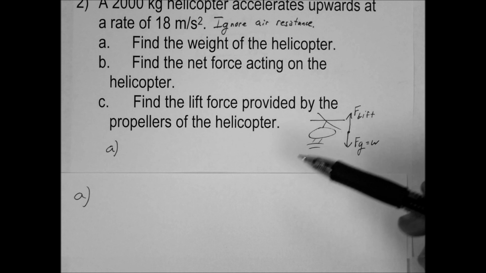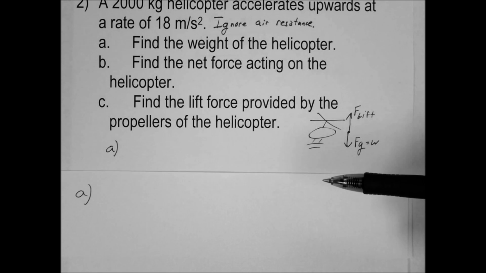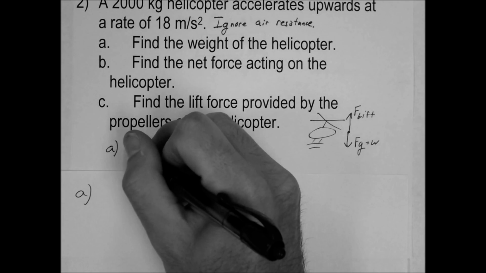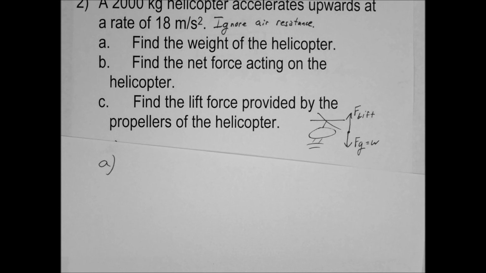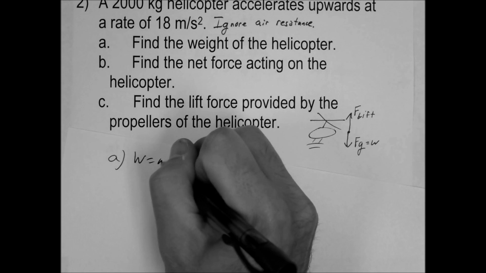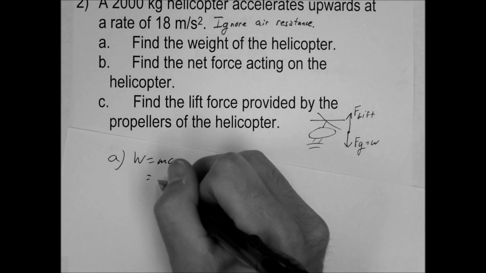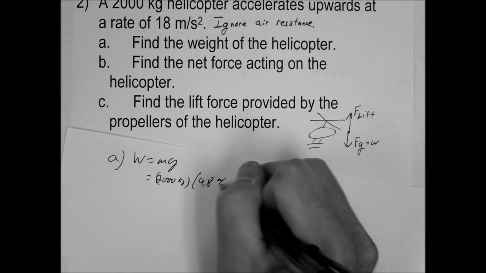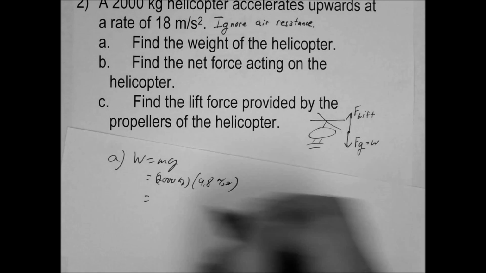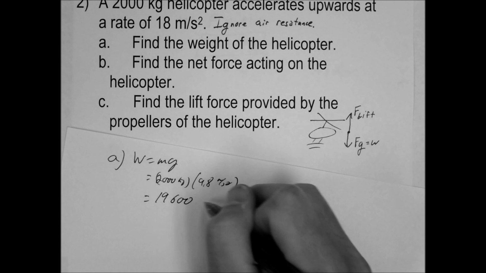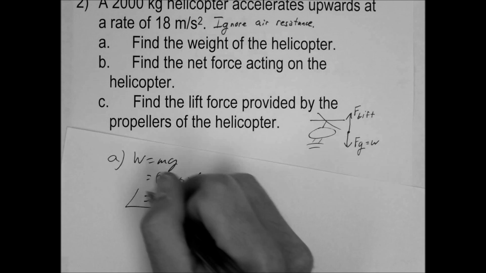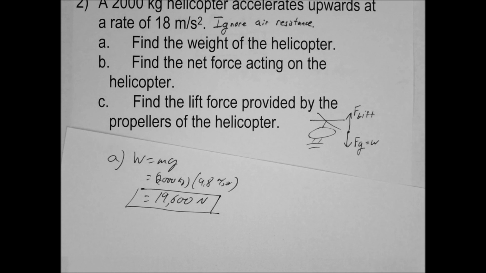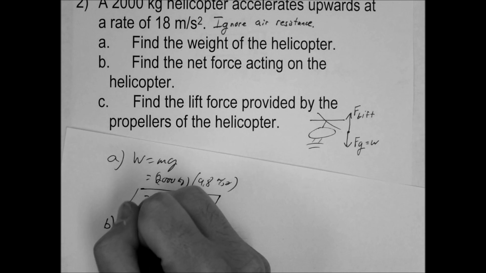So in this problem, let's find the weight. How do we find the weight? Okay, mg, right? W equals m times g, that's easy. M was 2,000 and little g is 9.8. Okay, almost 20,000 newtons pulling down on it. All right. Letter B, let's find the net force.